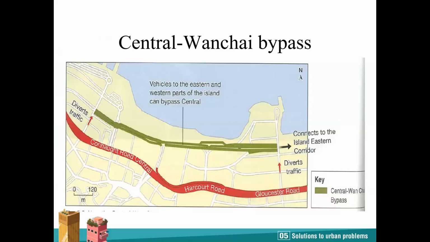Here, okay. And then this is the map showing the central Wan Chai bypass. The vehicles to the eastern and western parts of the island can bypass central. And so for those who want to cross the harbor using the harbor tunnel, or for those who want to go to the eastern area, the drivers can use this bypass to avoid the heavy traffic in central.